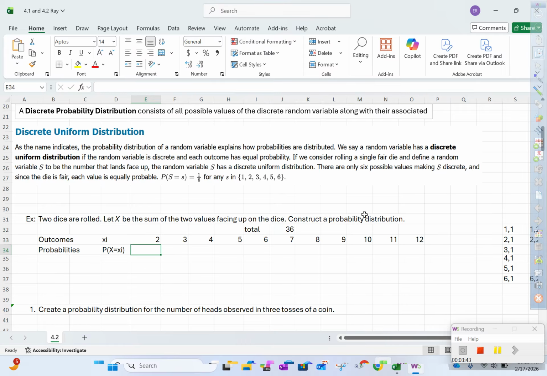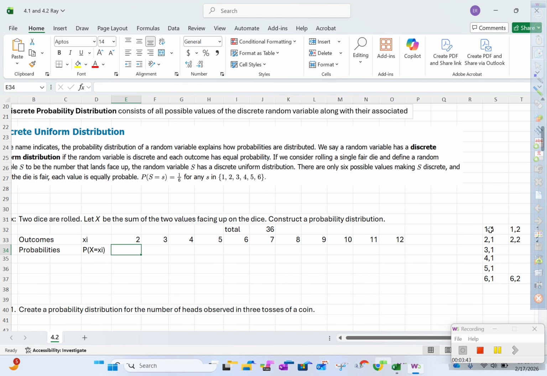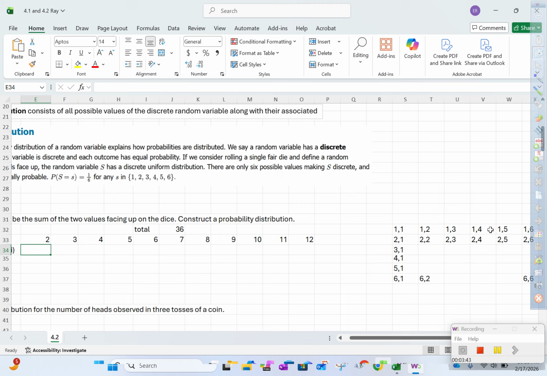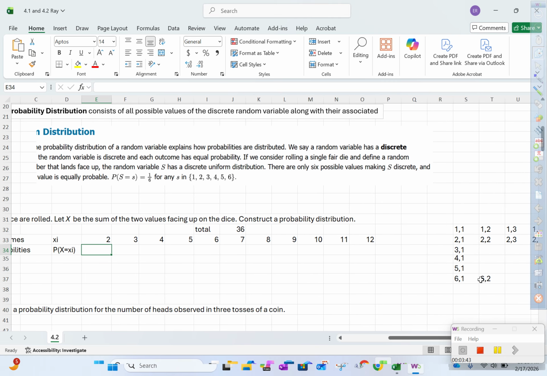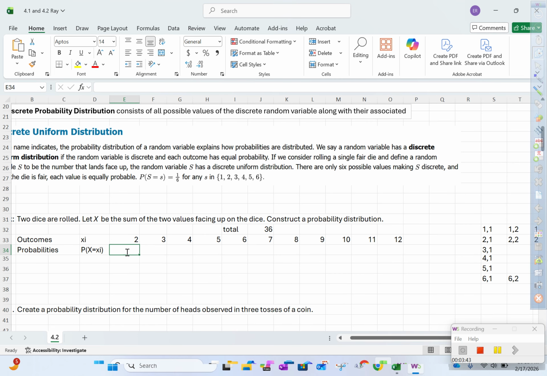So we know we have one way to hit a sum of 2 and one way to hit a sum of 12. So I'm going to start with those. Probability then would be 1 out of 36. And over here again, 1 out of 36. Okay. Then we're going to look at the next one. We want to talk about a sum of 3. Well, we could get that from a 2 and a 1, or a 1 and a 2. So there are two different outcomes here.